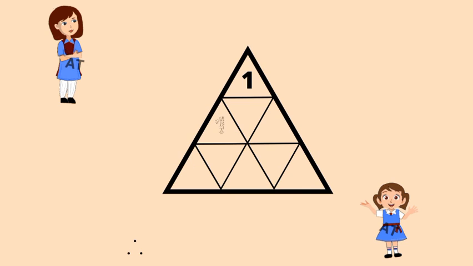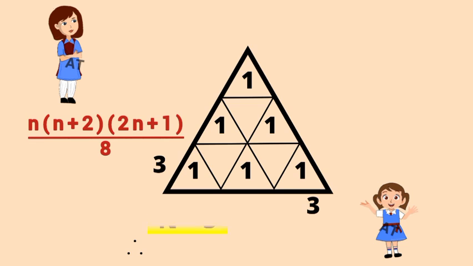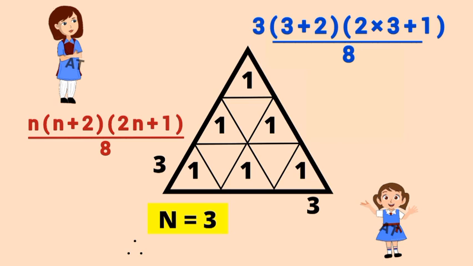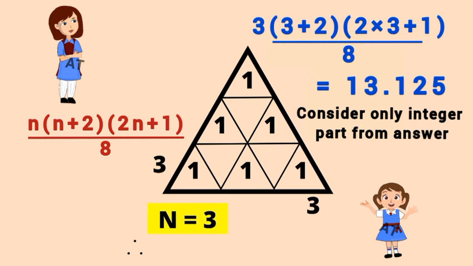In this triangle, the number of triangles on each side is 3. So n is equal to 3. We'll apply the formula n into n plus 2 into 2n plus 1 divided by 8. So 3 into 3 plus 2 into 2 into 3 plus 1 divided by 8, which is equal to 13.125. But we have to consider only the integer part from the answer. Therefore, we'll have 13 triangles in this figure.